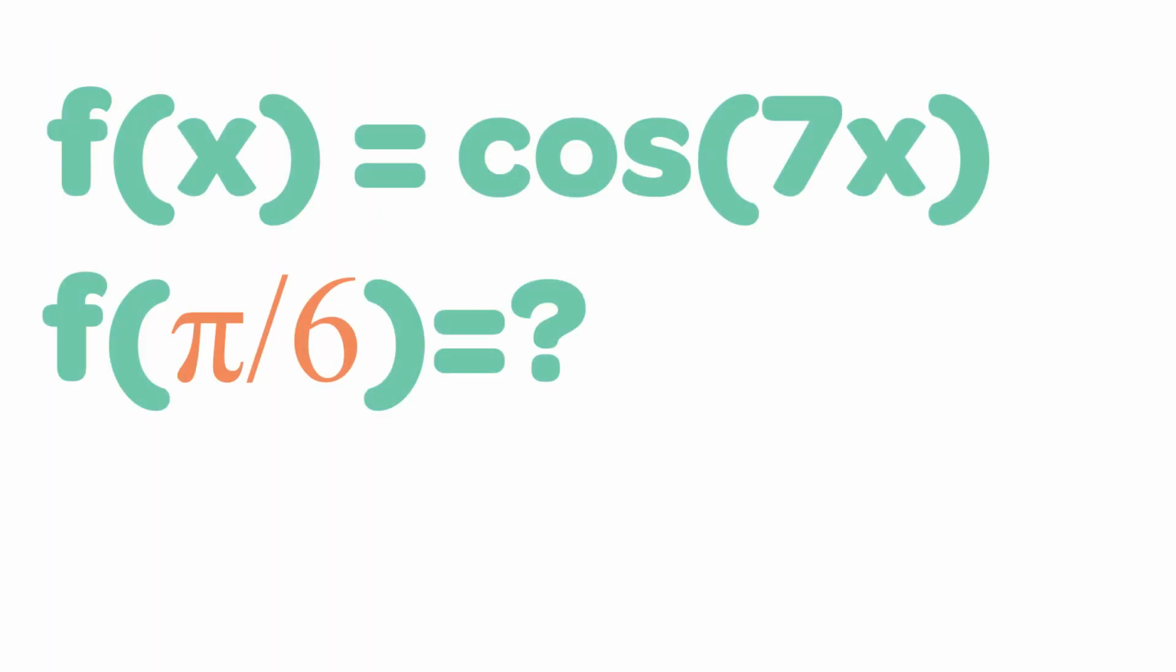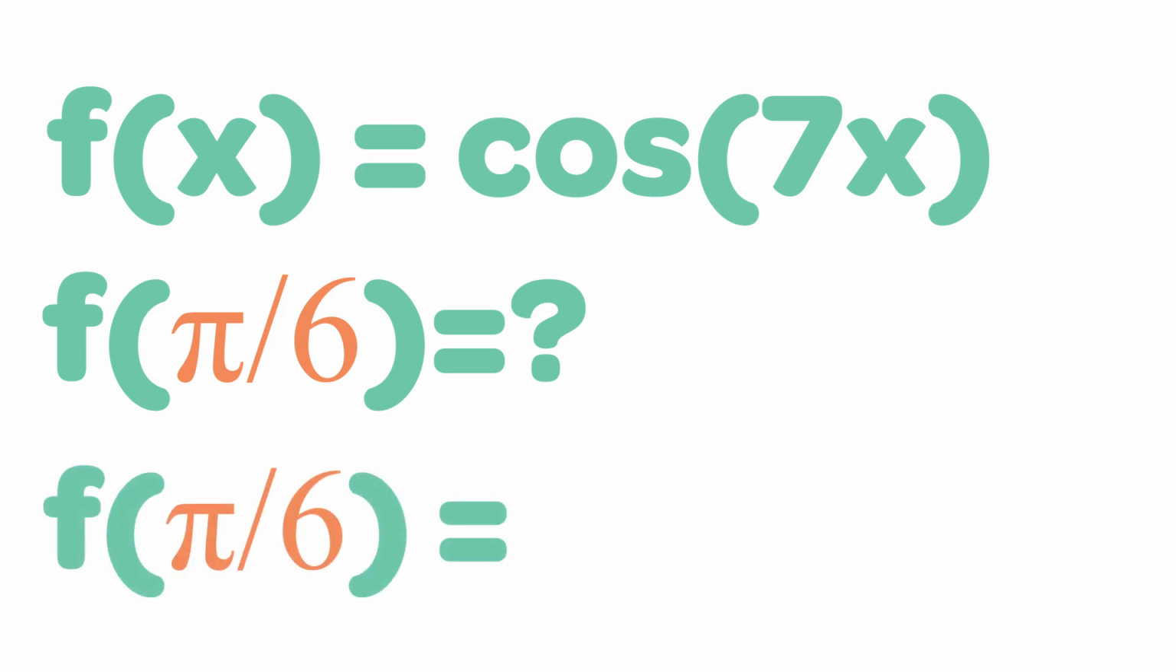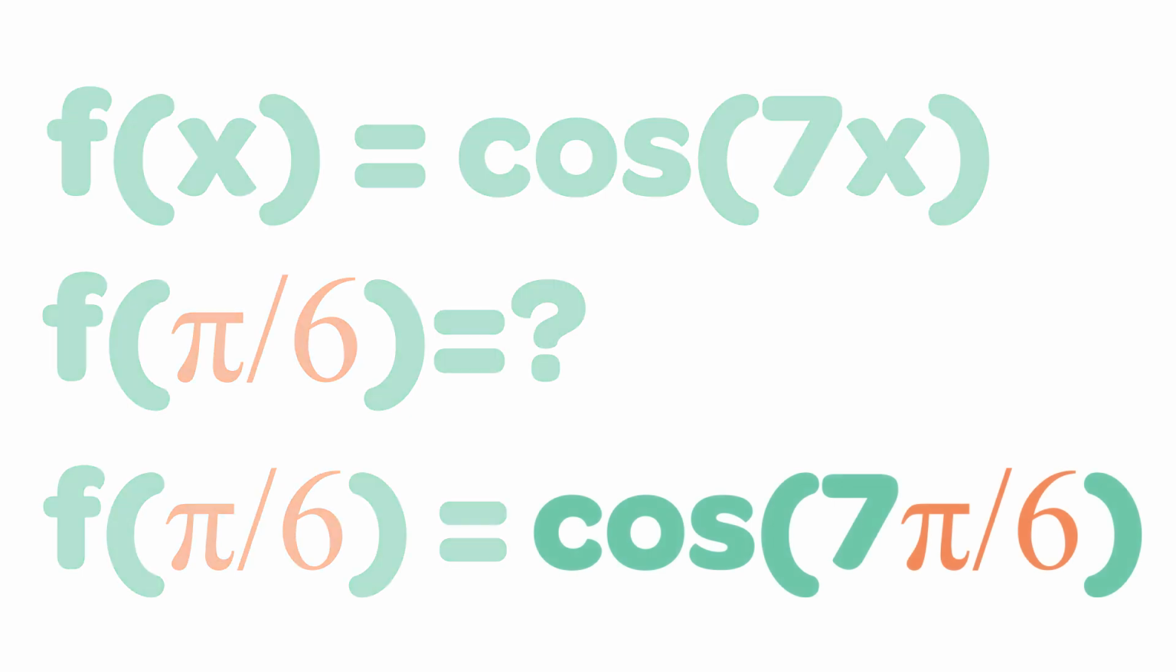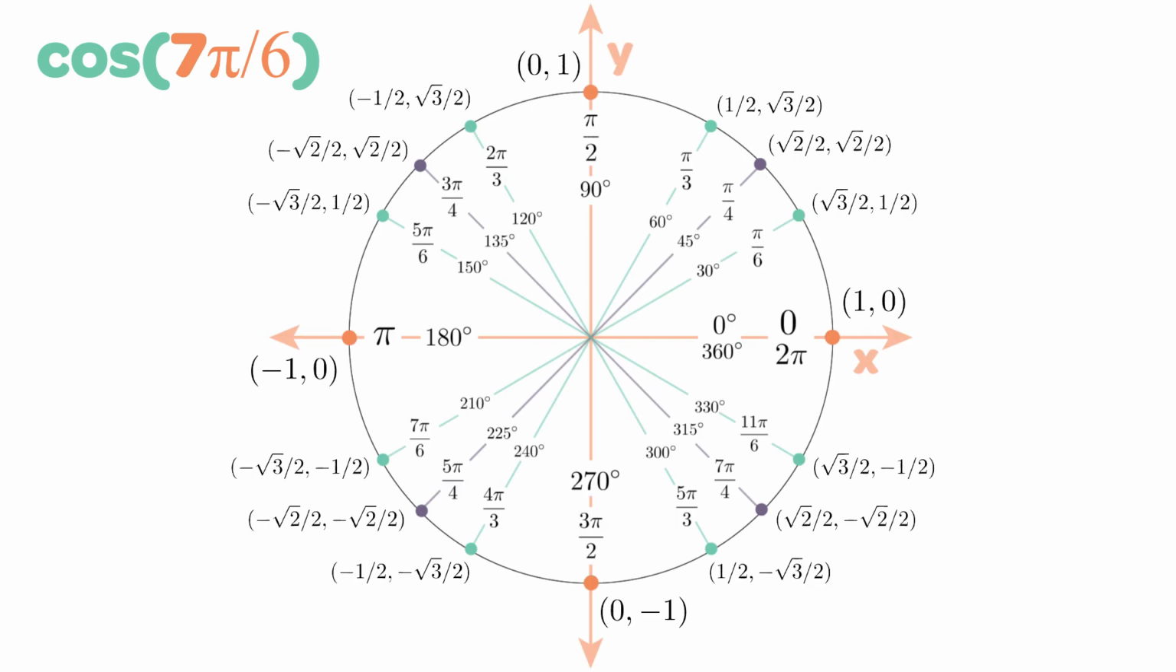So, for example, let's solve f of pi over 6, where f of x equals cosine of 7x. So we plug pi over 6 into f of x, and we get cosine of 7 pi over 6. So, now we're looking for the angle 7 pi over 6 on our unit circle. Remembering that cosine gives the x-coordinate, we now know that cosine of 7 pi over 6 equals negative square root of 3 over 2. To solve for arcsine and arccosine, we do the exact opposite of what we just did. So let's finish those examples that we started at the beginning of this video.